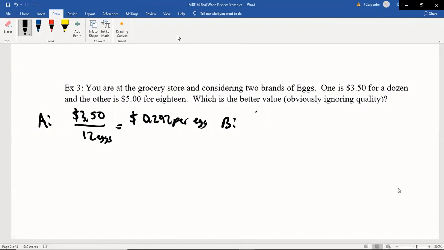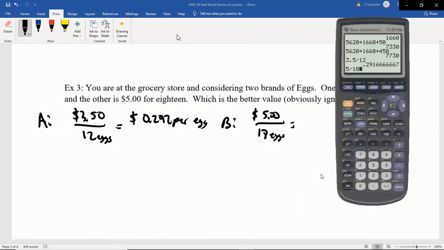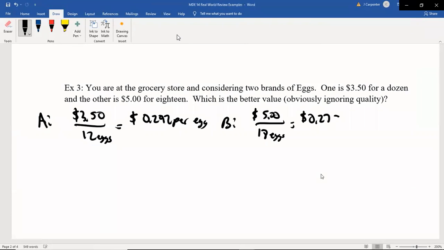Then for B, we're looking at $5 divided by 18 eggs. See how much it helps to write our units. So we took 5 divided by 18. And we get 0.2777777. So if we round to 3 decimal places, that would be 0.278, and that would be per egg. So it would have actually been fine to go to the nearest penny here, but again, sometimes cost analysis gets very meticulous and you need to go an extra decimal or 2 places into things.